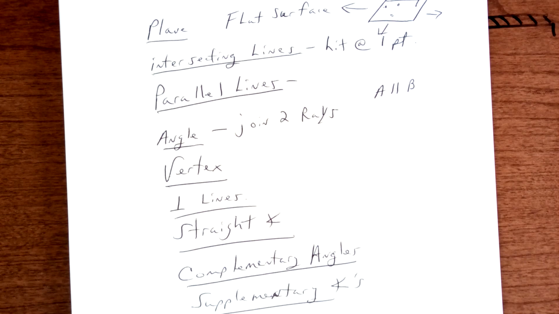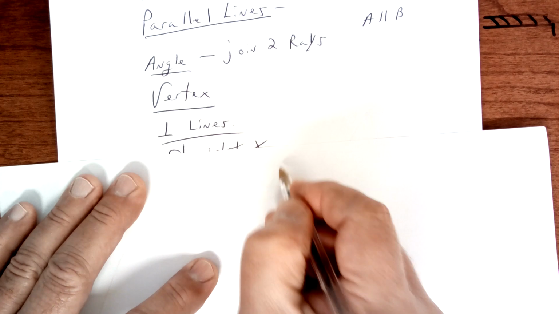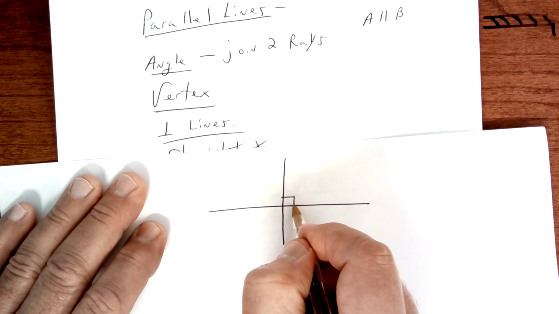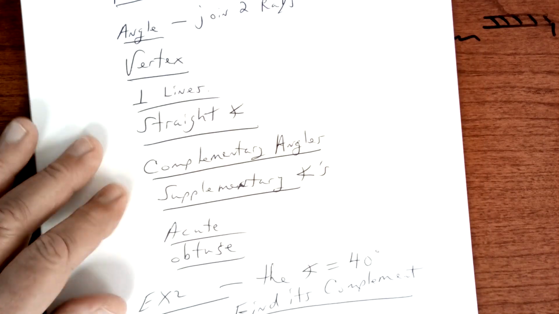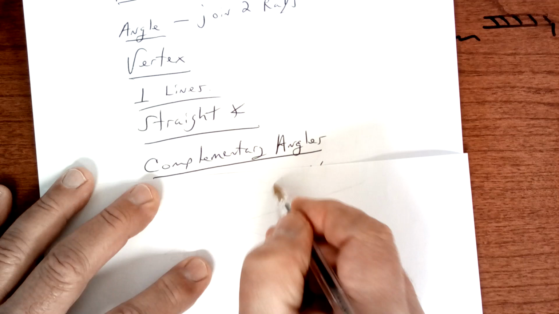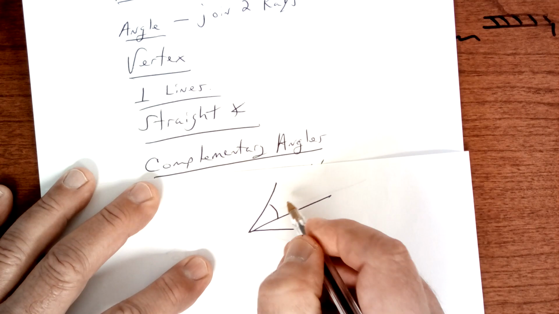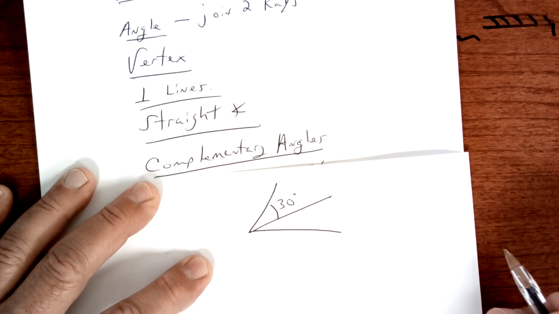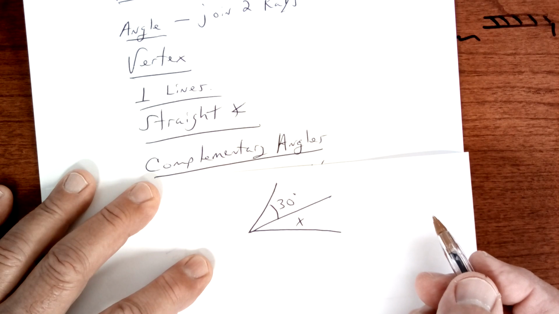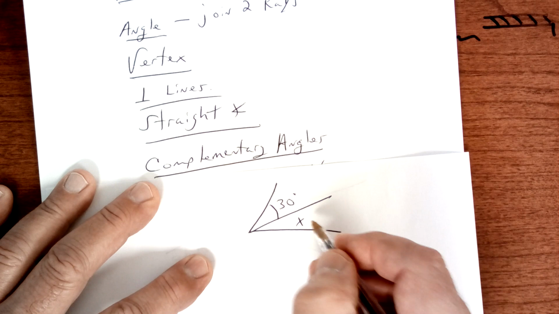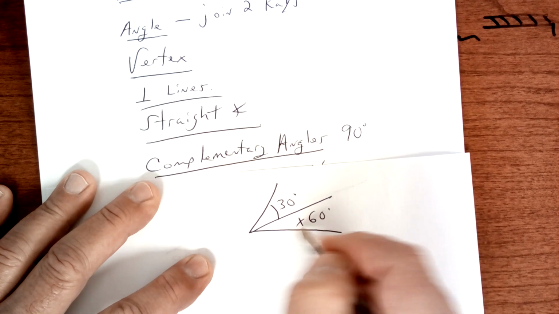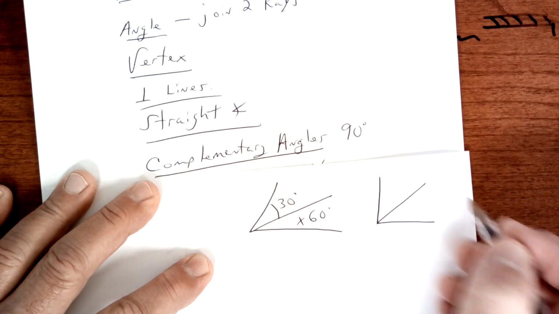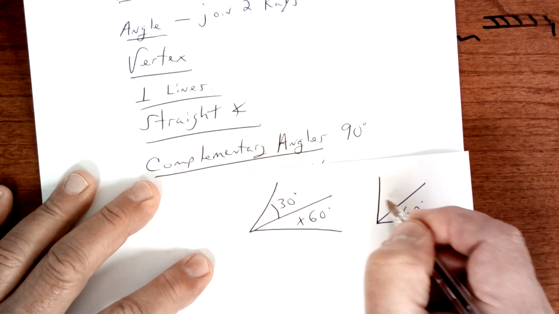Okay, we already talked about the vertex. This upside down T means perpendicular. So that means this line and that line hit at 90 degrees. They are perpendicular. Complementary angles means they add up to 90 degrees. So if this angle right here is 30 degrees, then this angle would have to be 60 because it has to add up to 90 degrees. And of course, if it added up to 90, it would look like this. 60 and 30 make 90.